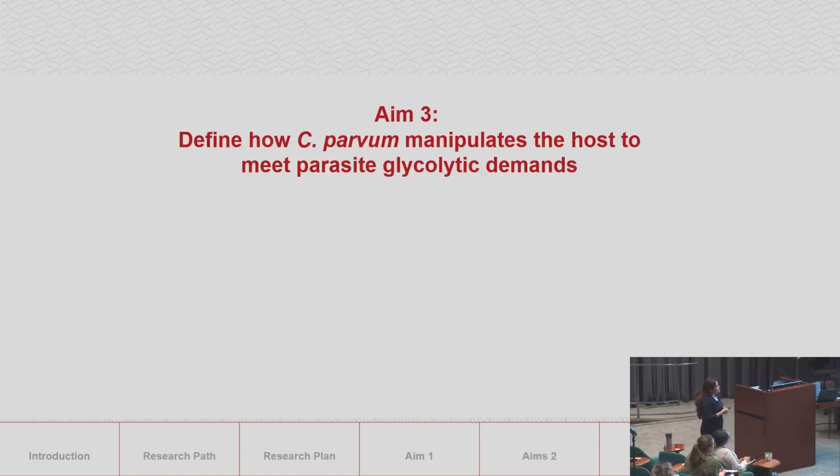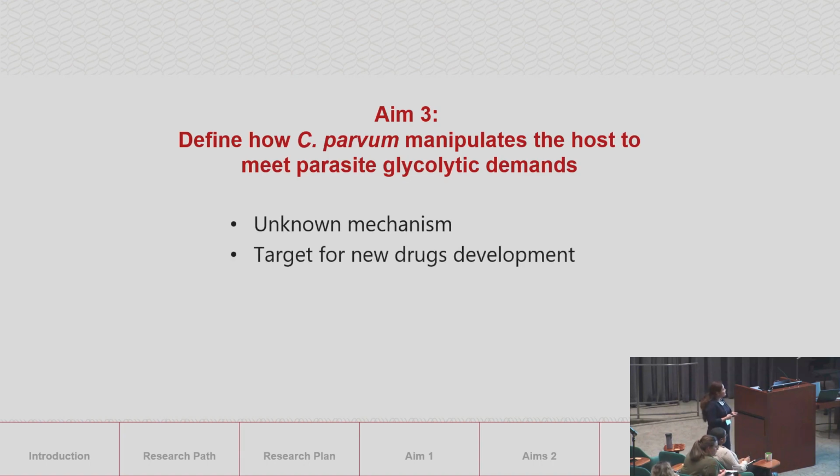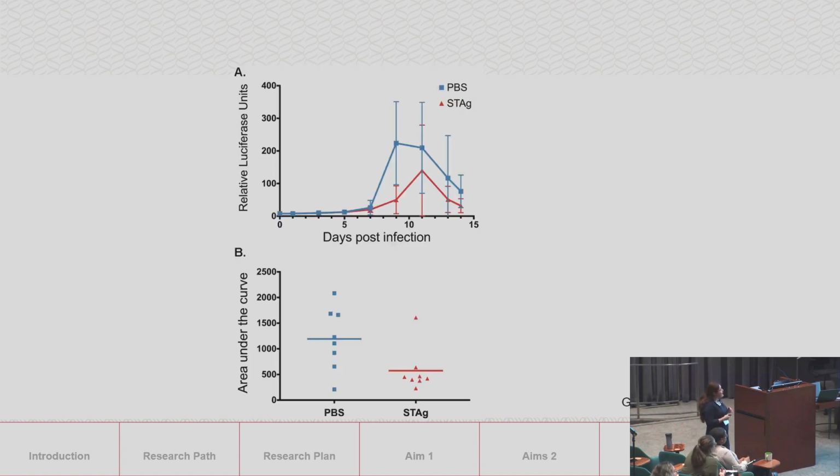Finally, my aim 3 is to study how Cryptosporidium parvum manipulates the host to meet parasitic glycolytic demands. Again, these are unknown mechanisms, are targets for drug development, and are key to understanding colon cancer development. I did some preliminary experiments infecting mice and treating with STAG, a protein derived from Toxoplasma gondii, and STAG reduced the infection of Cryptosporidium.